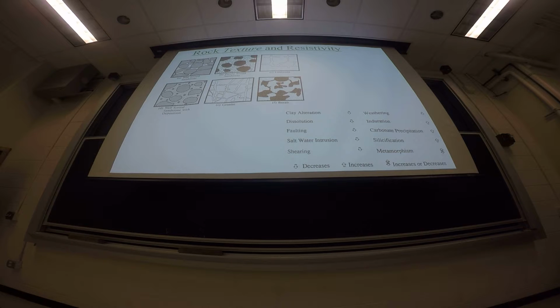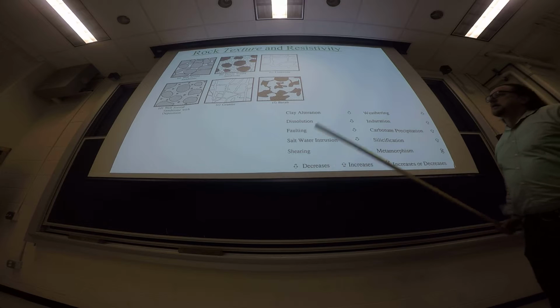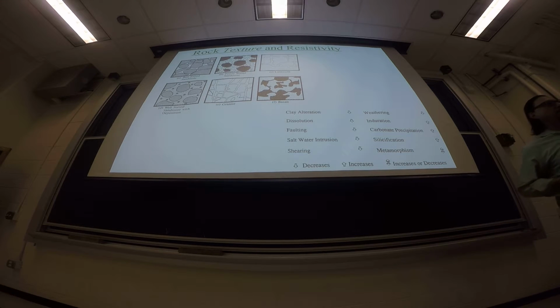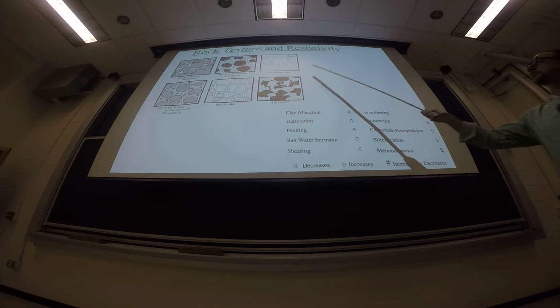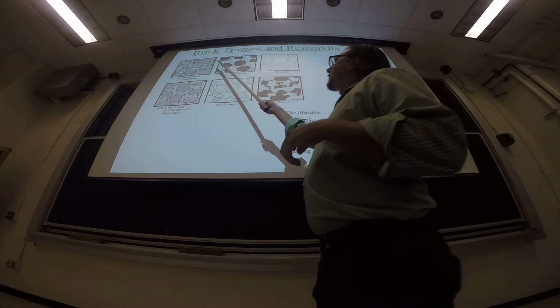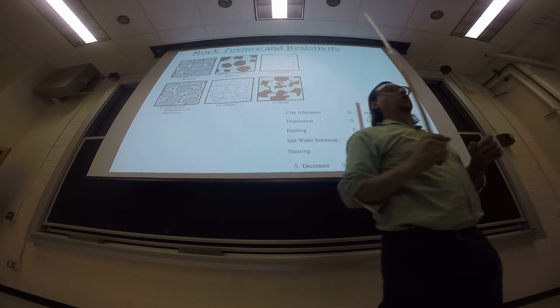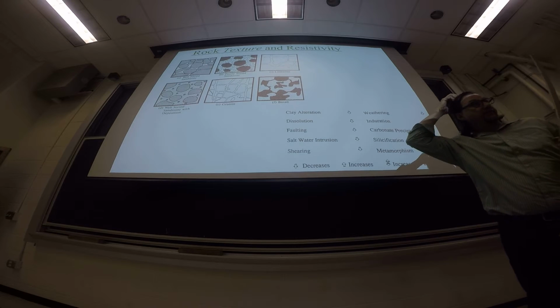Okay, so let's real quick just talk about rock texture versus resistivity. There's a number of natural processes that occur that can change the resistivity of what was once a very solid rock. For instance, let's just go through these top ones right here. A well-sorted sandstone will tend to have a lower resistivity than a poorly sorted sandstone.